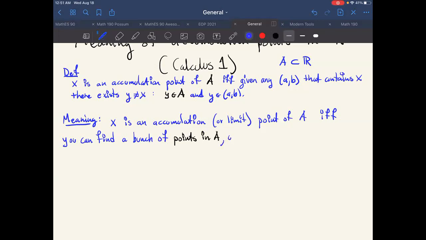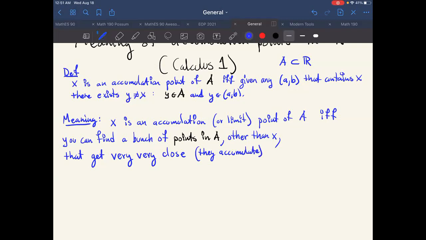other than X, that get very close to X. I'm going to put in parentheses, they accumulate. They get very close to X. All right, that's the meaning.